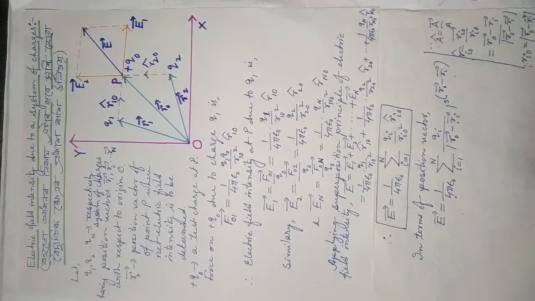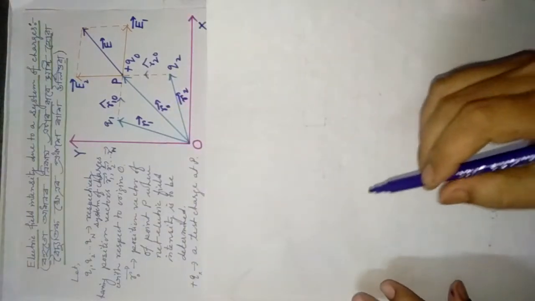In the last video, I discussed electric field intensity due to a point charge. Now, if there are multiple charges, say n charges, that means a system having charges q1, q2, ... qn, then what will be the net electric field intensity at a particular point? Let us discuss with a diagram. I will discuss this diagram later on.